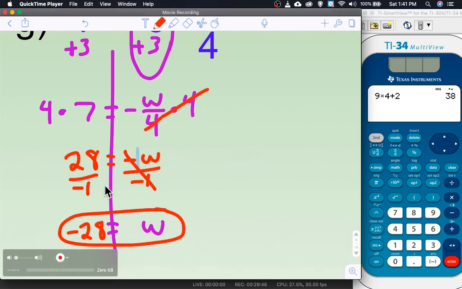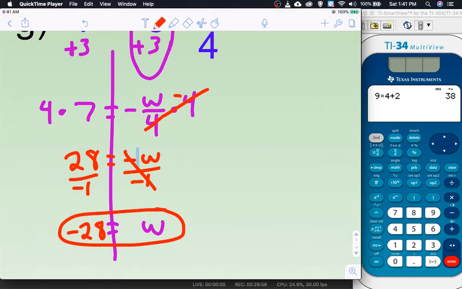Now, this does work, but it's an extra step. The better choice, in the previous step up here, is recognizing, hey, I can cancel out the 4's, but I can also cancel out the negatives if I would have multiplied by a -4.